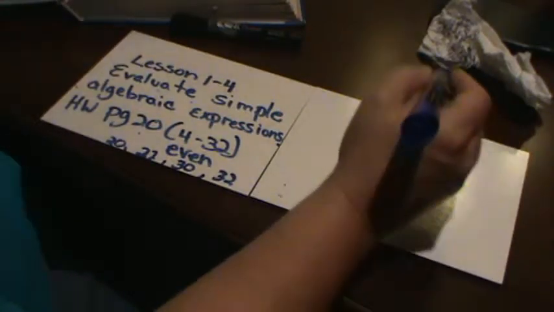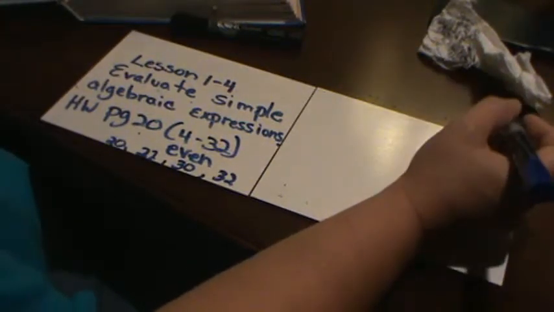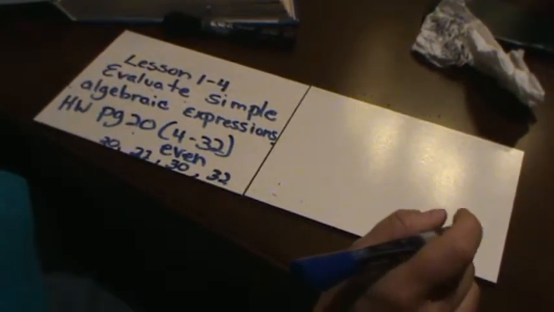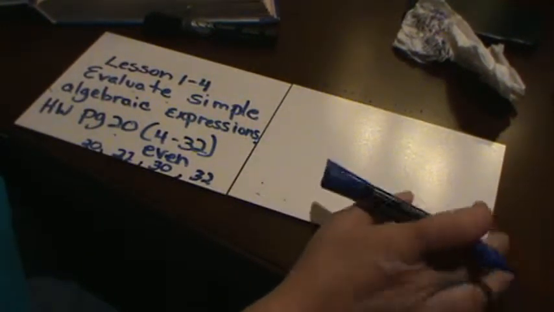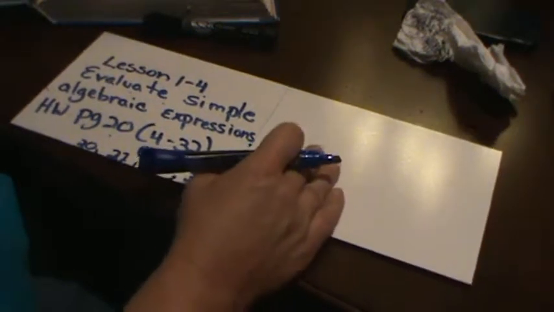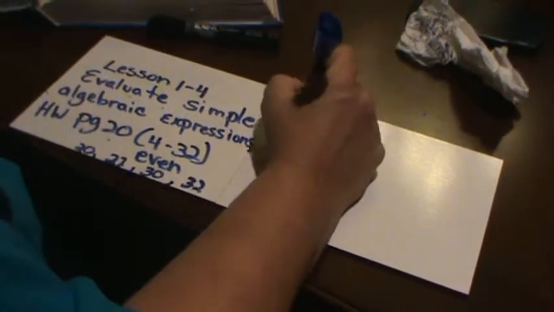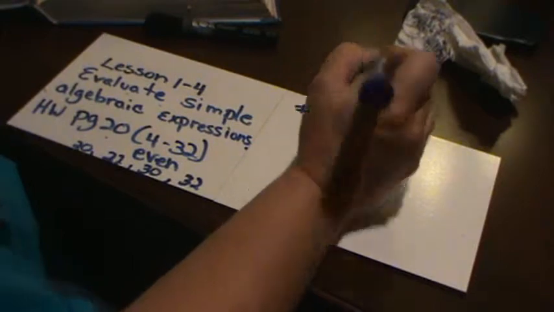Okay, this is lesson 1-4, and it's where we evaluate simple algebraic expressions. And this is as simple as remembering how I taught you in class that your equation is your outlet, and the values that we plug in, they're what we're plugging in to. So let's look at number 20 on your homework.